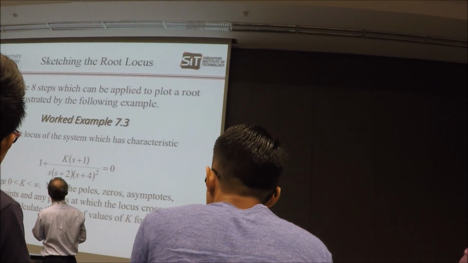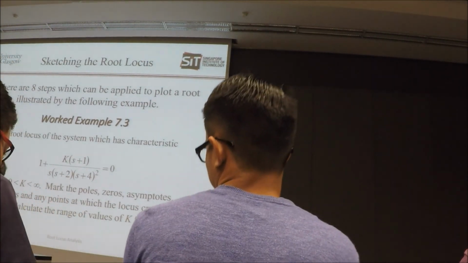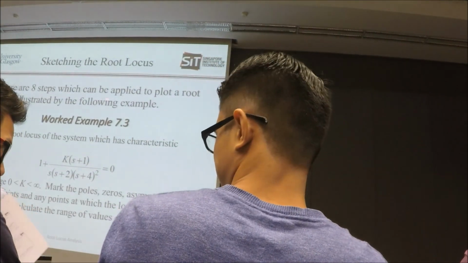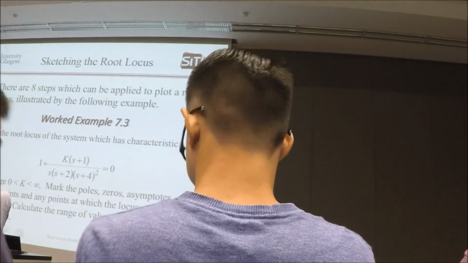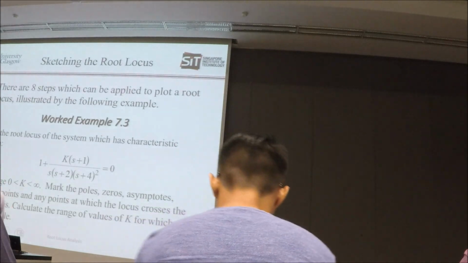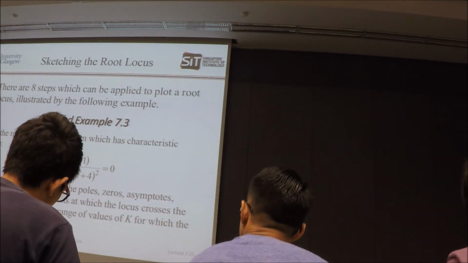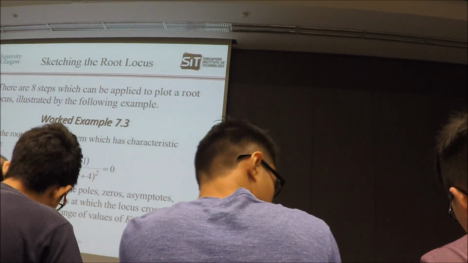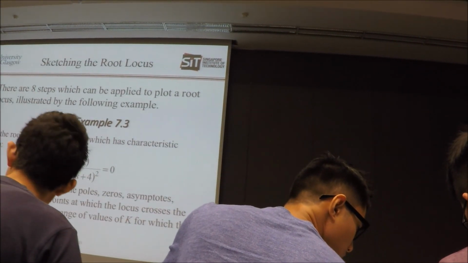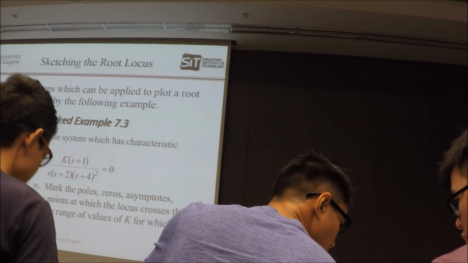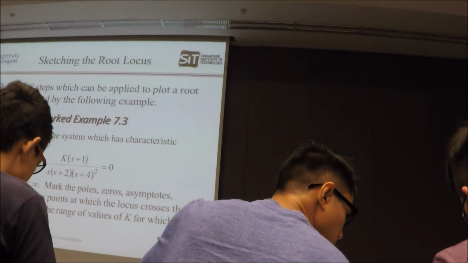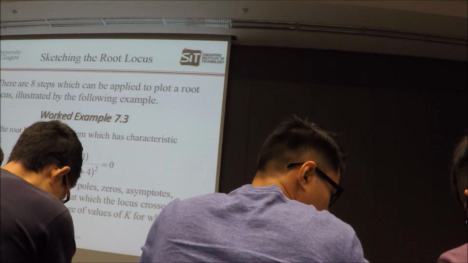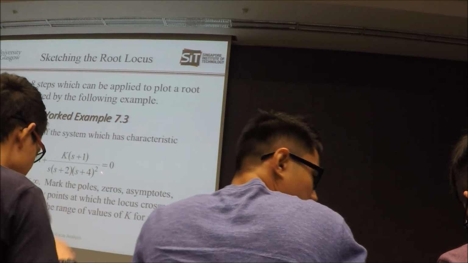Okay. Next week, I think we will start this. You take a look first, because there are 8 steps which can be applied to plotting of your root locus, but not all the 8 steps will be used all the time. Sometimes you use 6, sometimes 7, sometimes 8, sometimes only 5, depending upon what kind of system you're working with. Nevertheless, we will show you all the steps to sketch your root locus using this worked example, example 7.3. We will go through very systematically, step by step, what you need to do in order to sketch your root locus.